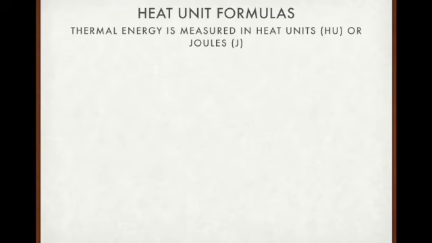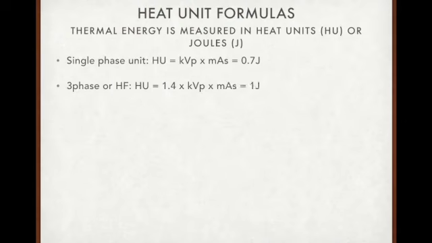So to start off with, we got the heat units, which is just how we measure thermal energy in the anode. And we call them heat units, or we can also measure them in joules. And it depends on what kind of generator you're going to use. So for a single phase unit, your heat units are your kVp times your mass, and if you had one heat unit for 1 kVp and 1 mass, that would be equal to 0.7 joules.